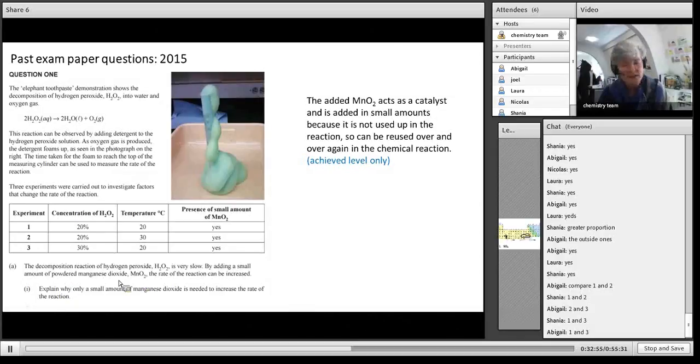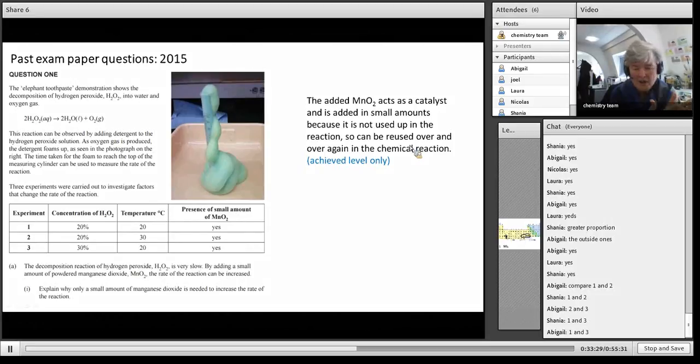Now, question 1 is an achieved level only question. It's one just to get you thinking on the right lines and to get some straight recall knowledge. So they're saying it's very slow, but if I add some powdered manganese dioxide, I can increase the rate of reaction. So explain why only a small amount of manganese dioxide is needed to increase the rate of reaction. So this is, as I say, an achieved level only question, and I hope you would have all got that answer.